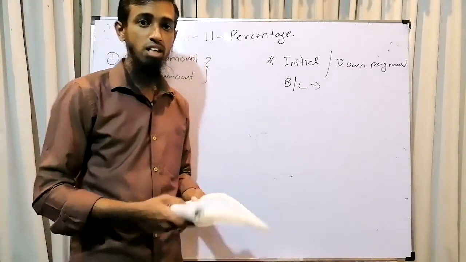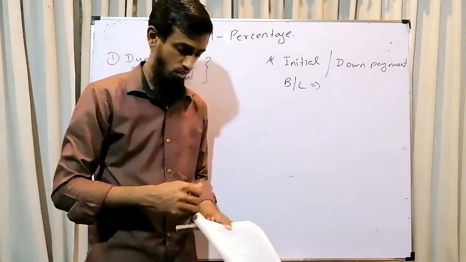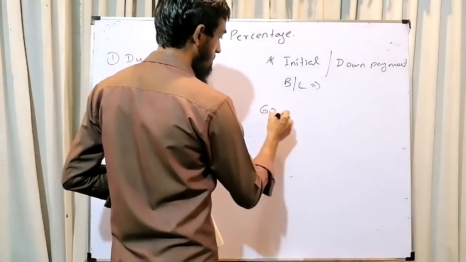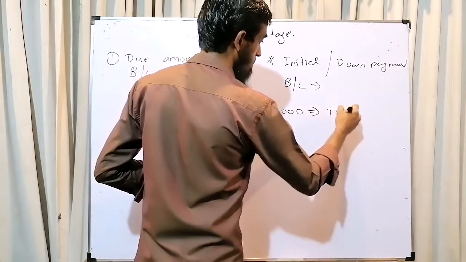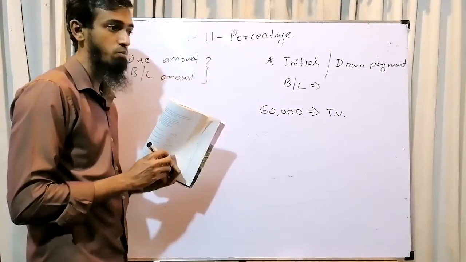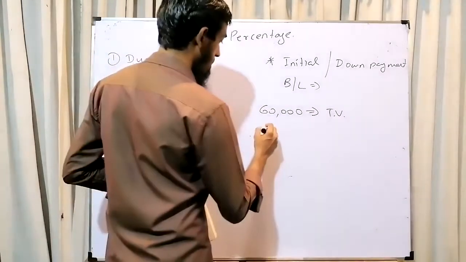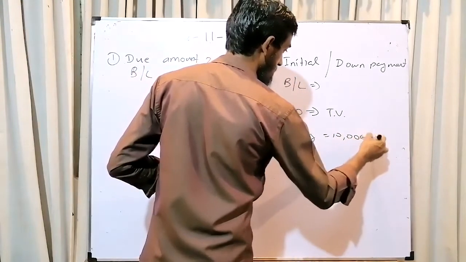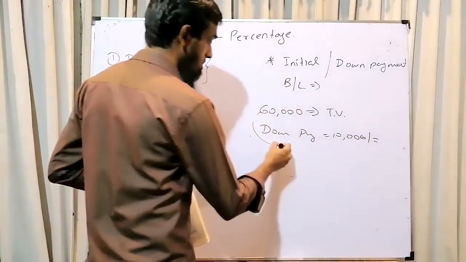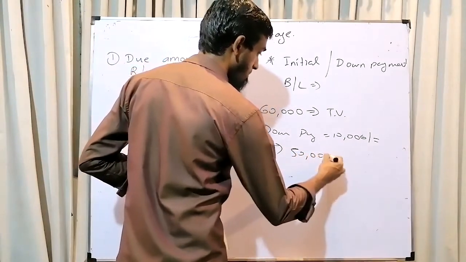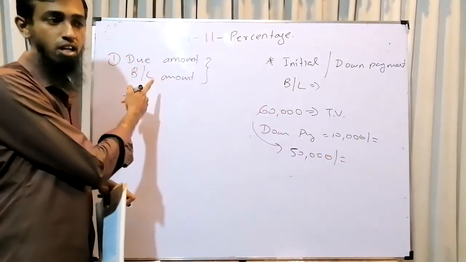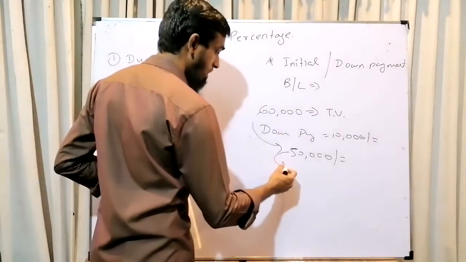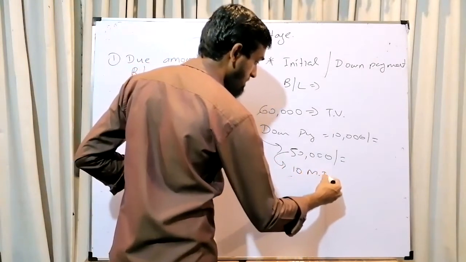Then next, what is the amount for a month? Let me say we are going to buy a 60,000 rupees TV. The value of this TV is 60,000. So we pay a down payment of 10,000 rupees. So the remaining amount is 50,000 rupees. That is the first part. This 50,000 we are going to pay in 10 monthly installments.